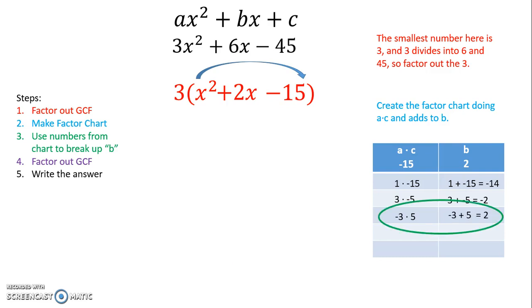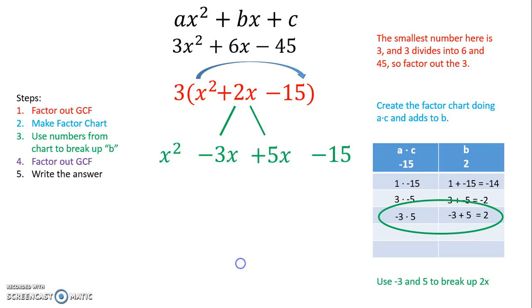So these are the factors I'm going to use to break up that B term, 2x. So I break up the 2x using negative 3x and positive 5x. Bring down your x squared and your 15. Keep in mind, guys, I'm now using this factored form. I'm not using the original problem to factor.